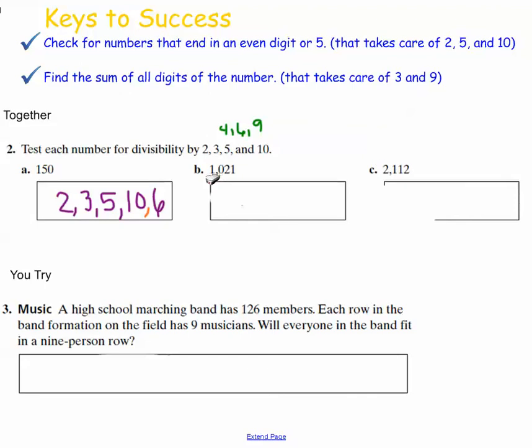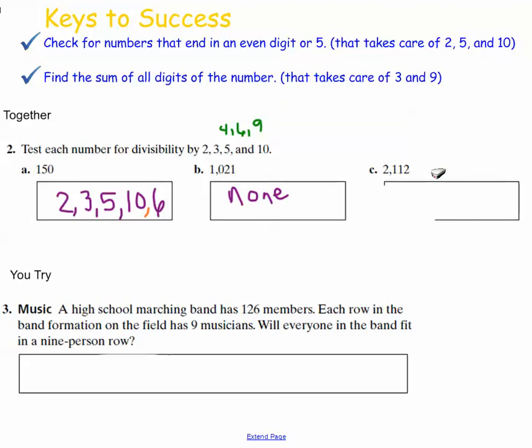All right, now we've got 1021. So it's not divisible by 2 because it's an odd number. 1 plus 2 is 3, plus 1 is 4, so it's not divisible by 3. 21 is not divisible by 4. We're not divisible by 2 or 3, so 6 is out. And I can't add anything up, so we're going to say none. So what kind of a number is 1021? 1021 should be a prime number.